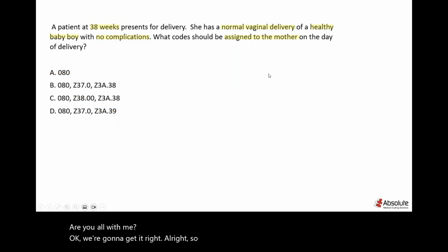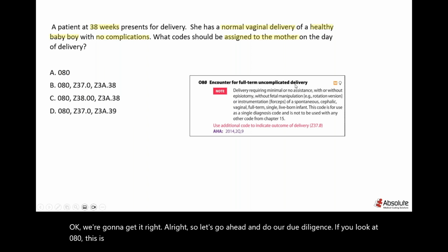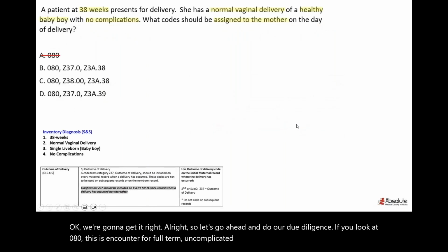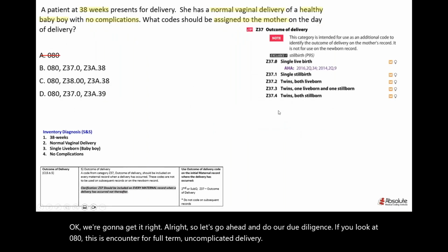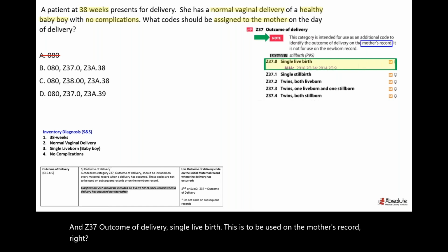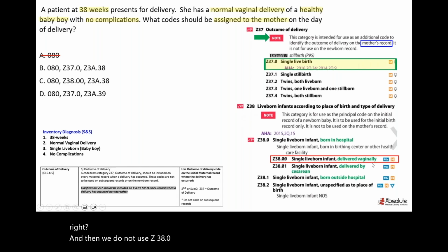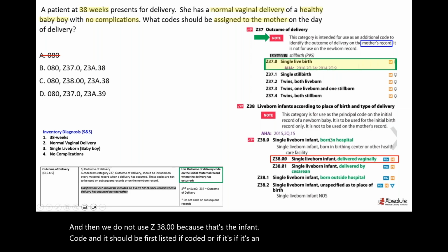All right, so let's go ahead and do our due diligence. If you look at O80, this is an encounter for full term uncomplicated delivery. And Z37, outcome of delivery, single live birth. This is to be used on the mother's record, right? And then we do not use Z38.00 because that's the infant code, and it should be first listed if coded, or if it's an infant's first encounter.